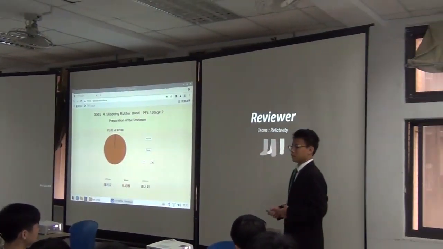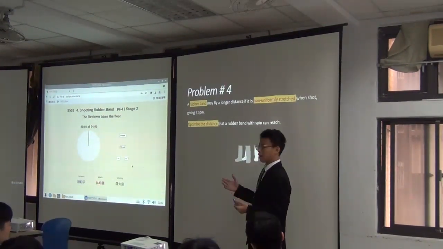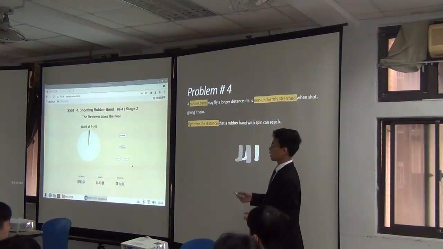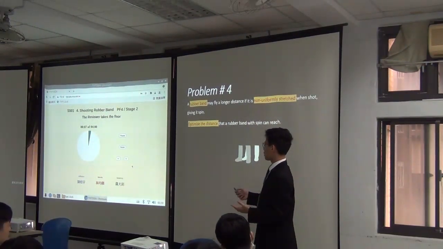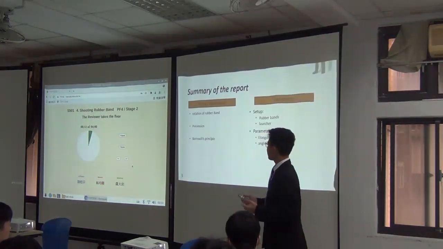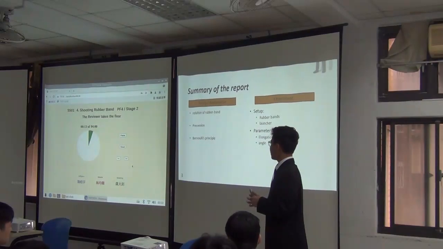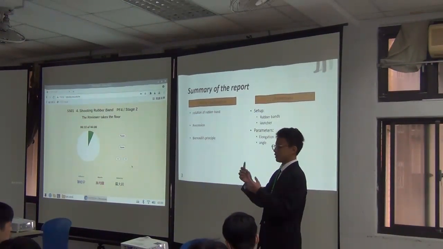Time stop. The reviewer takes 4 minutes. Hi, I'm the reviewer from Team Relativity, and the problem statement says if the rubber band is not uniformly stretched, it will have to fly a longer distance, and the reporter should optimize the distance that it will fly. So in the theory, he explained about the rotation of the rubber band, the precession of the rubber band, and Bernoulli's principle effect is moving sideways.